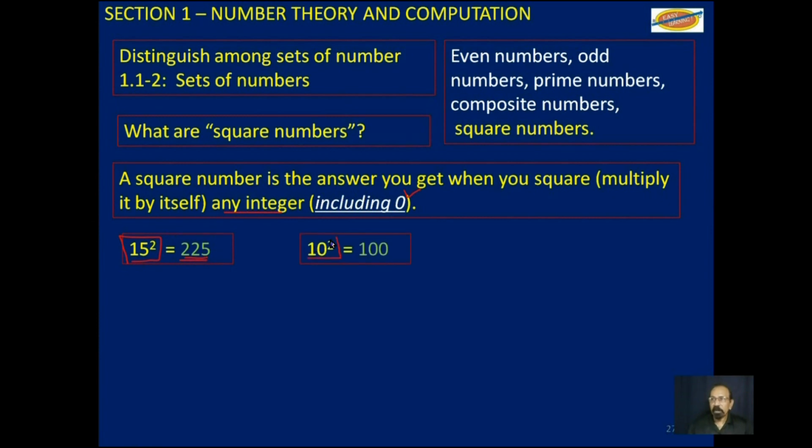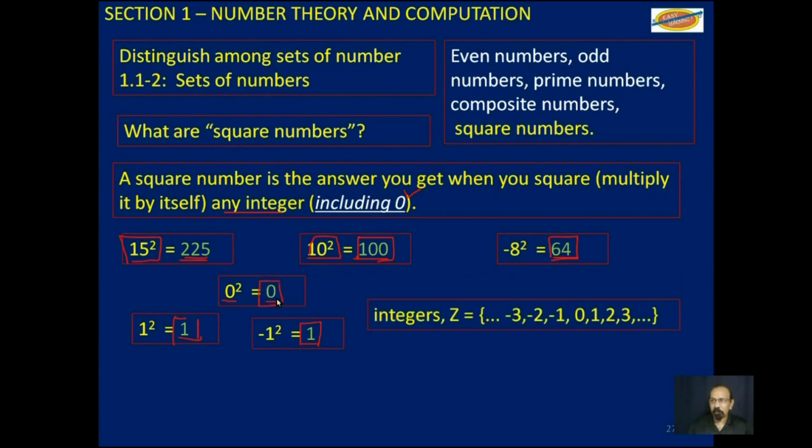10 squared, you get 100. The 100 is the square number. Negative 8 squared, you get 64. 64 is the squared number. The number that you squared to get that is negative 8. 1 squared is 1. 1 is a square number. Negative 1 squared is 1. This is a square number. And 0 squared is 0. 0 is a squared number.